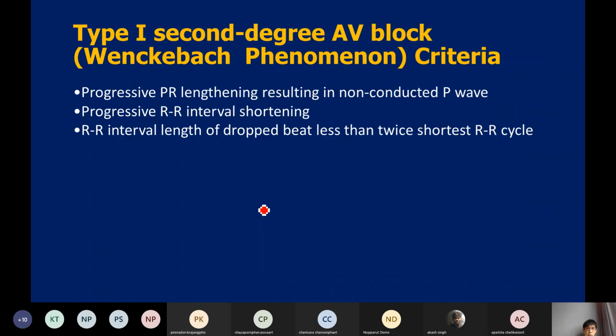The criteria of the type 1 second degree AV block: the first is progressive PR lengthening resulting in a non-conducted P wave. The last one is the blocked P wave. There is no impulse from the atrium into the ventricle. The second one is progressive RR interval shortening, and the RR interval length of the dropped beat is less than twice the shortest RR cycle. You may not have to remember this, but you have to know that there is this type of the second degree AV block, or we can call it the Wenckebach phenomenon.